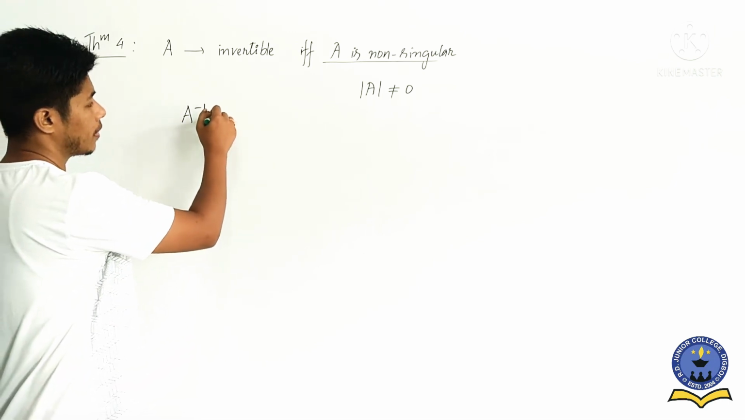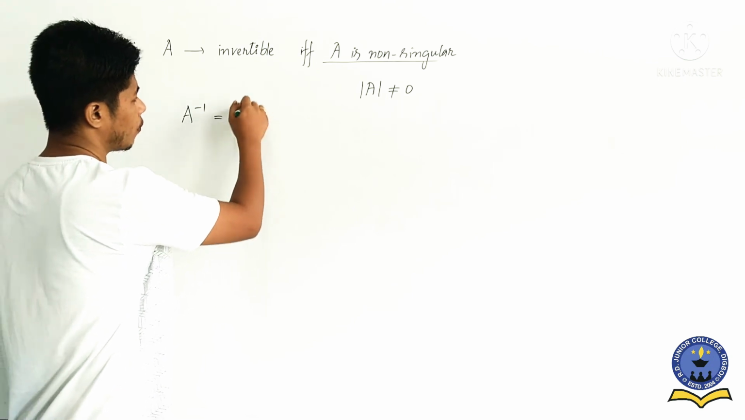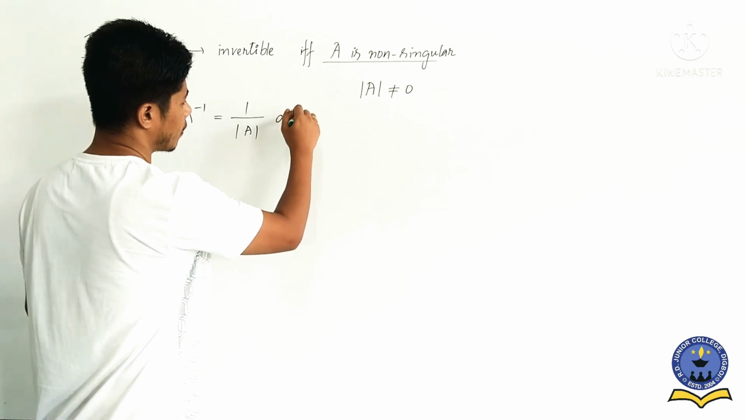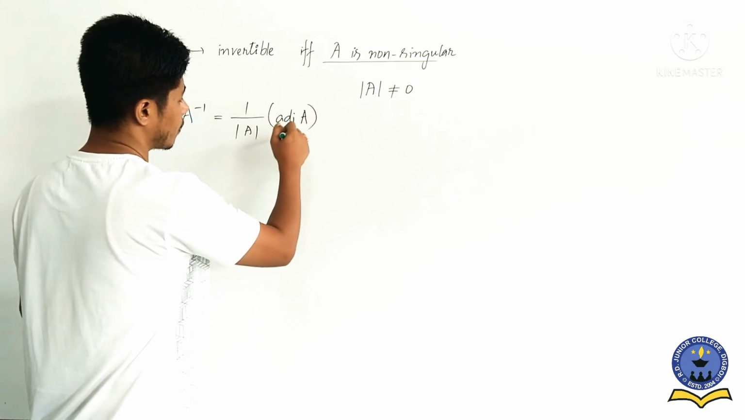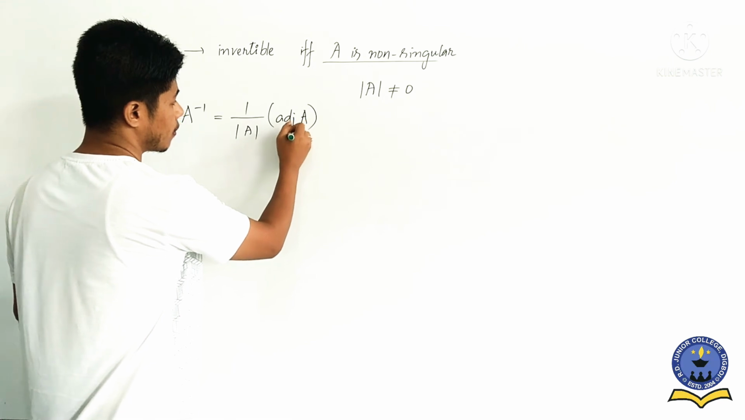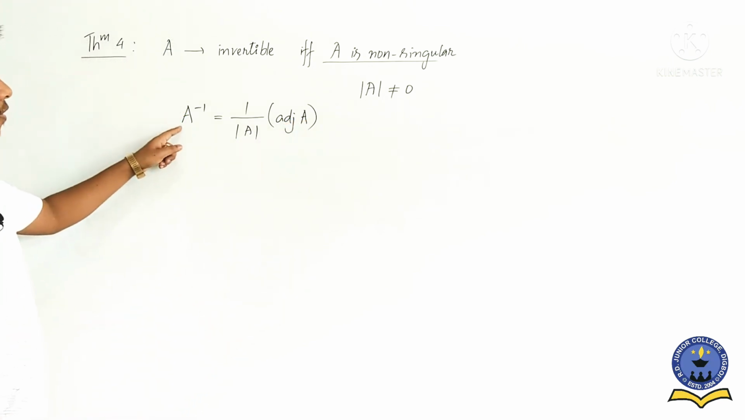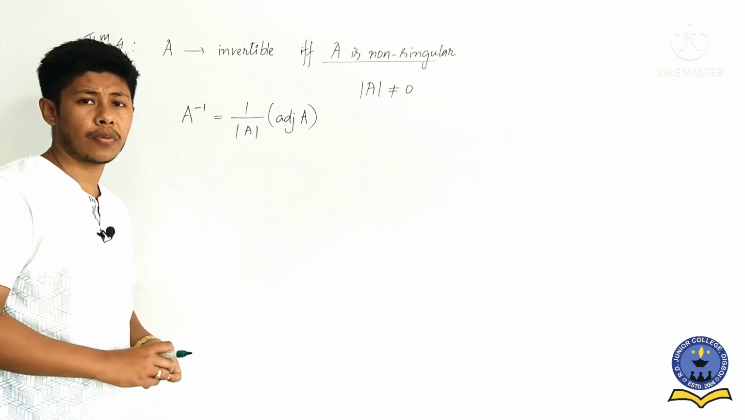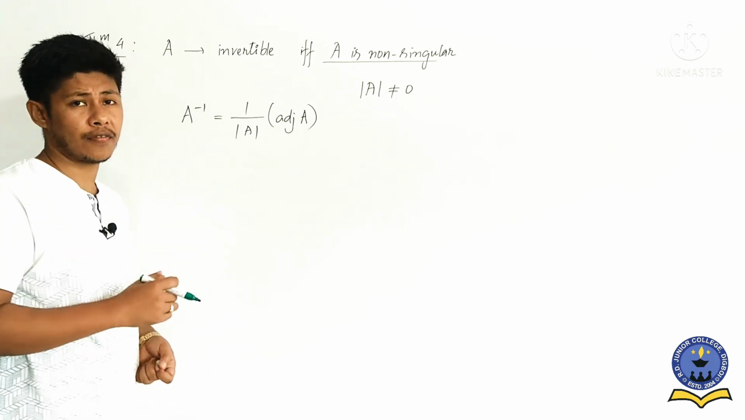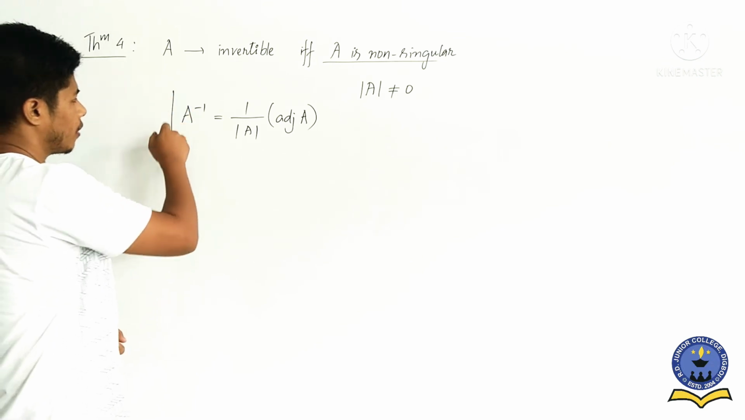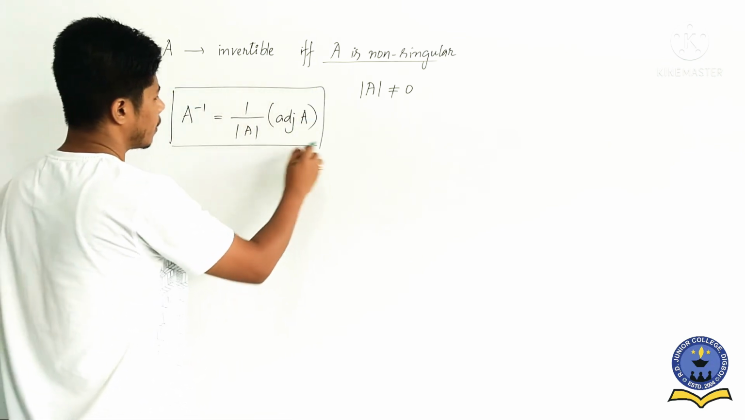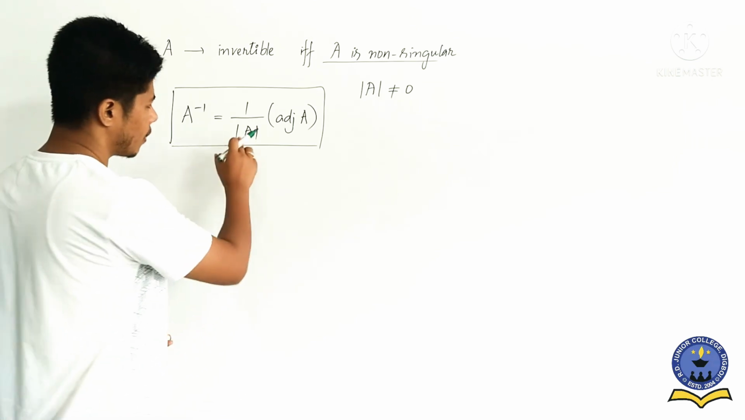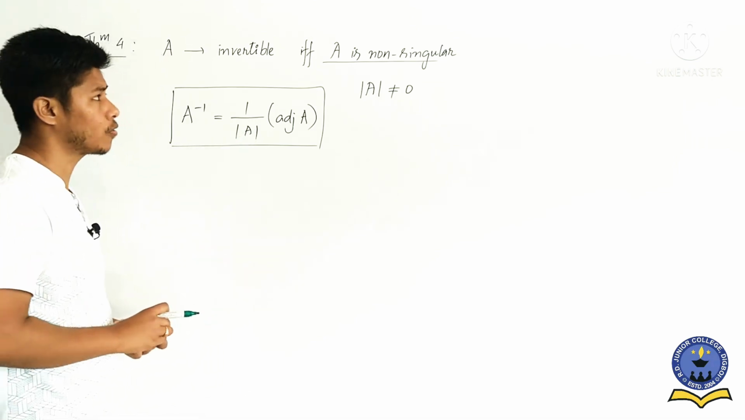The formula is A inverse equals 1 by determinant of A into adjoint of A. Is it clear? This is the formula. So when we have to find the inverse, we have to apply this formula. Adjoint of A, all of you know how to find, as well as the determinant of A.